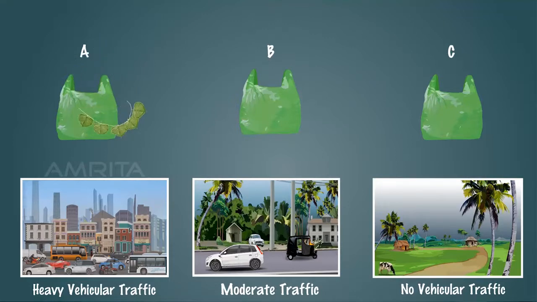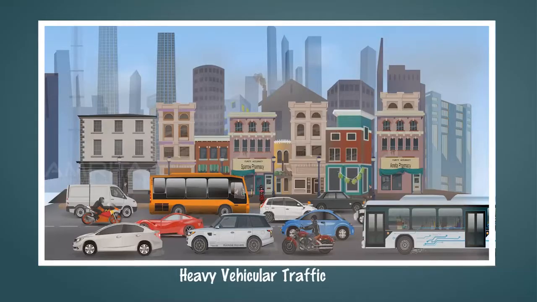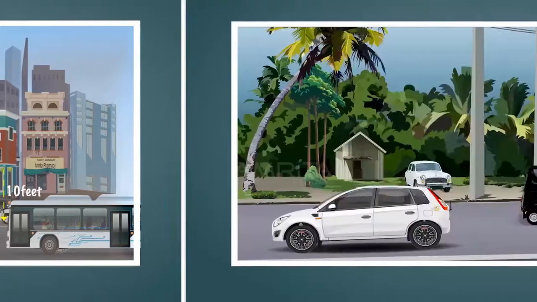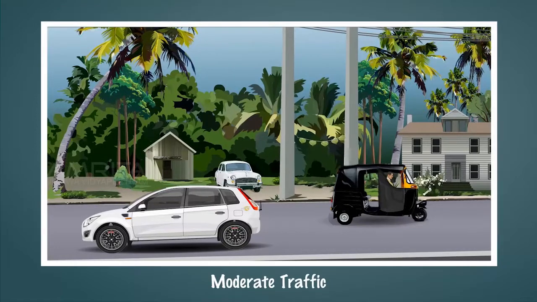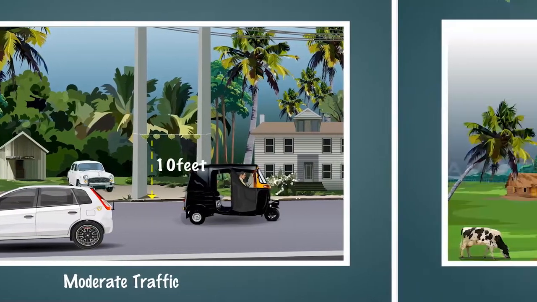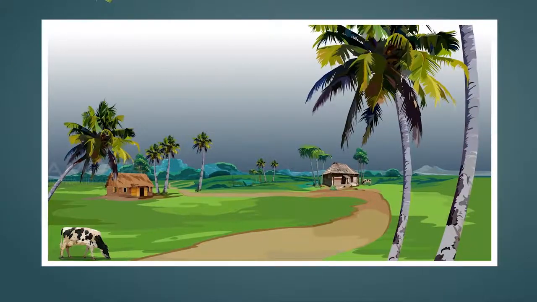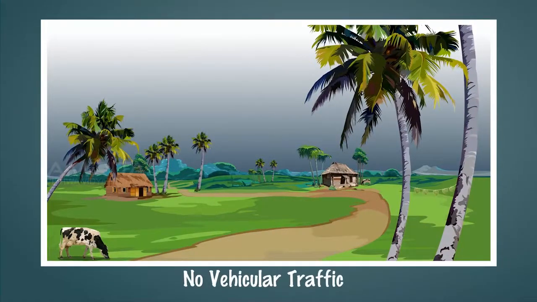At the spot with heavy vehicular traffic, expose each leaf of bundle A by stretching the attached thread and tying the 2 ends to 2 poles at 10 feet height above ground. Similarly, expose leaf bundle B at moderate traffic and leaf bundle C at no vehicular traffic.